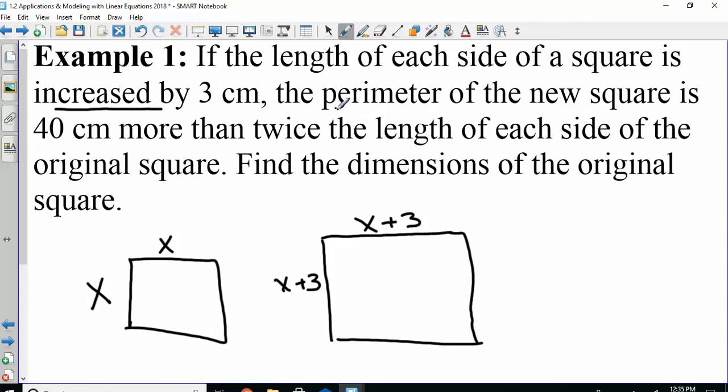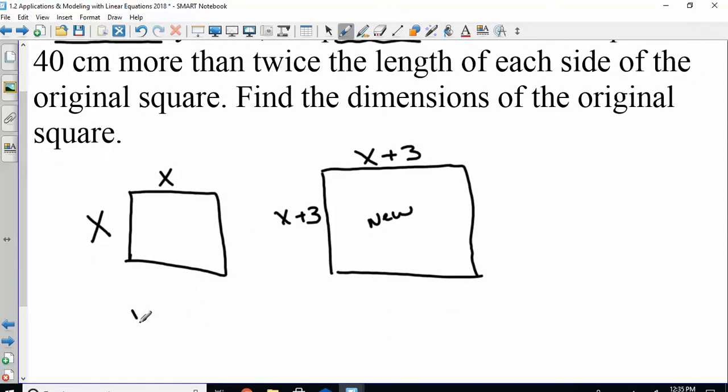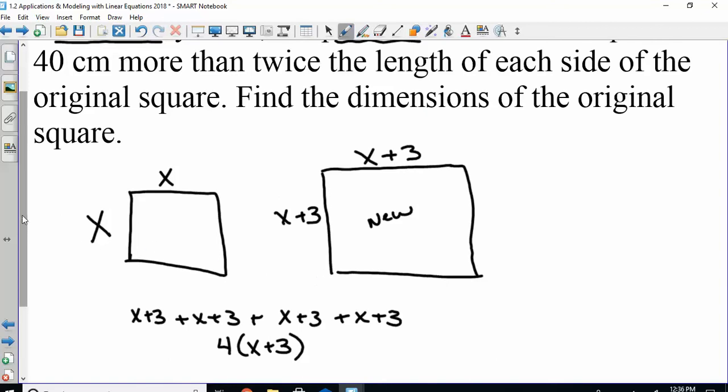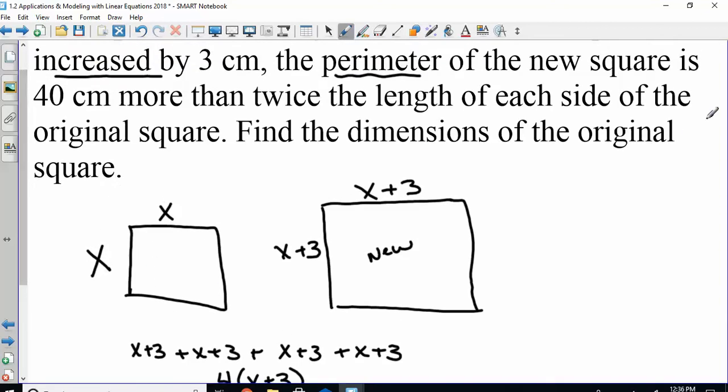So it says the perimeter. What is perimeter? Add up all the sides, the distance around the outside. The perimeter of the new square. So this is my new one. So perimeter, I have to add those up. Now you could write x plus 3 plus x plus 3 plus x plus 3 plus x plus 3. Or what would be a shorter way of doing that? 4 times the x plus 3. So I don't care if you write it out or use that multiplication. So that's the perimeter of the new.